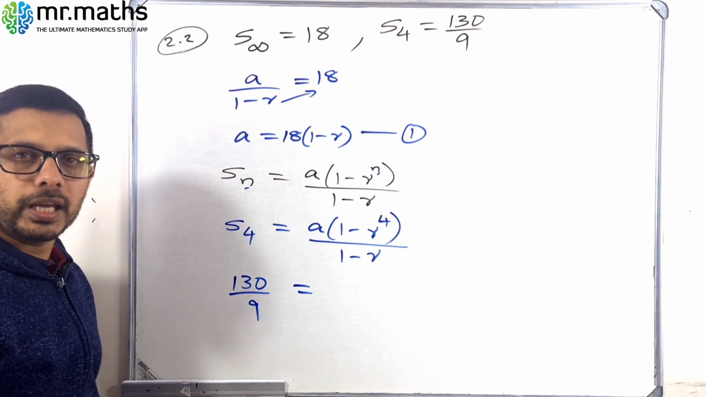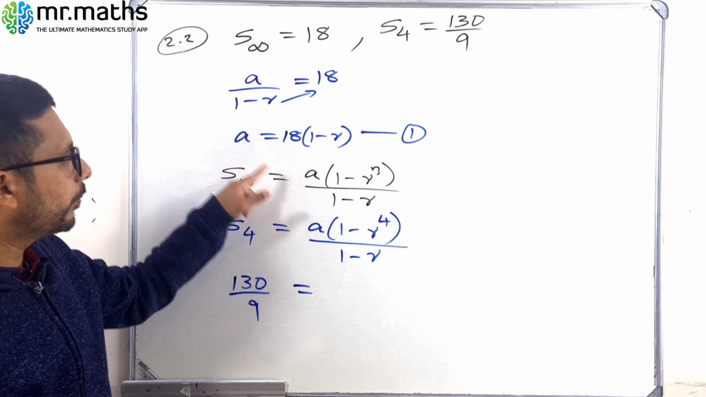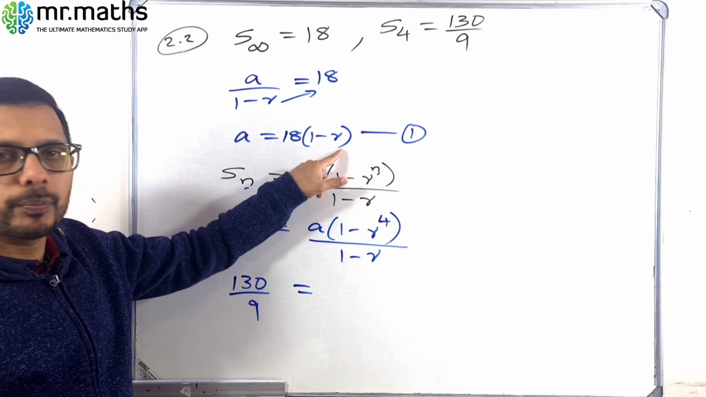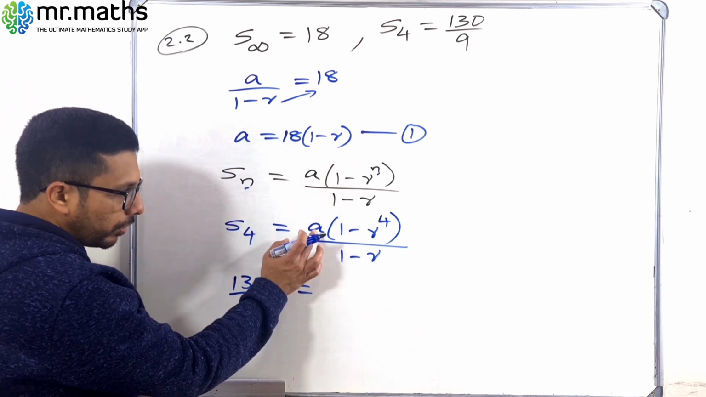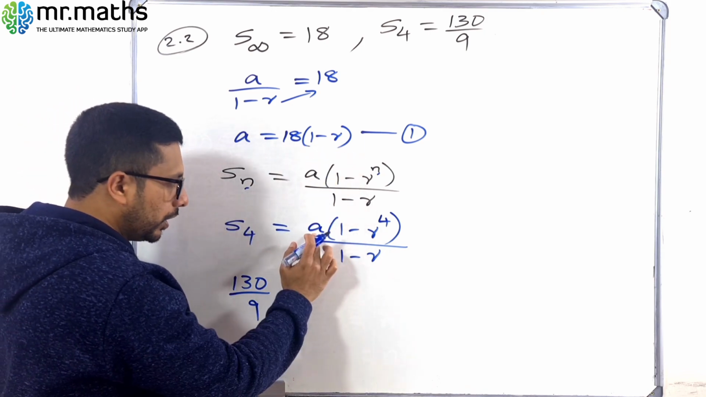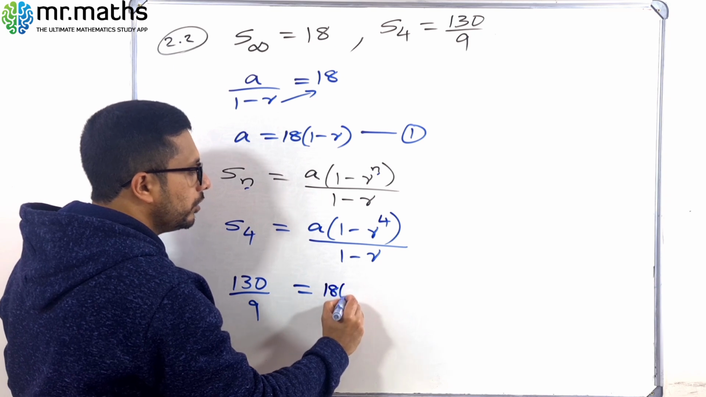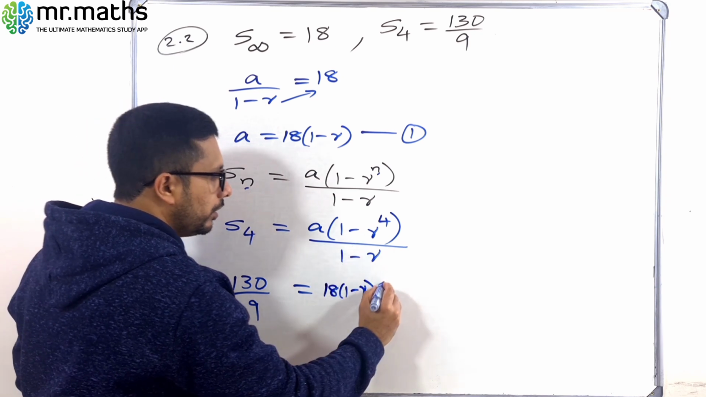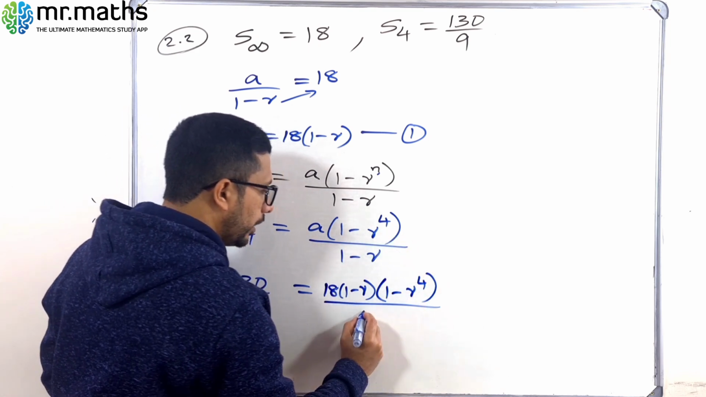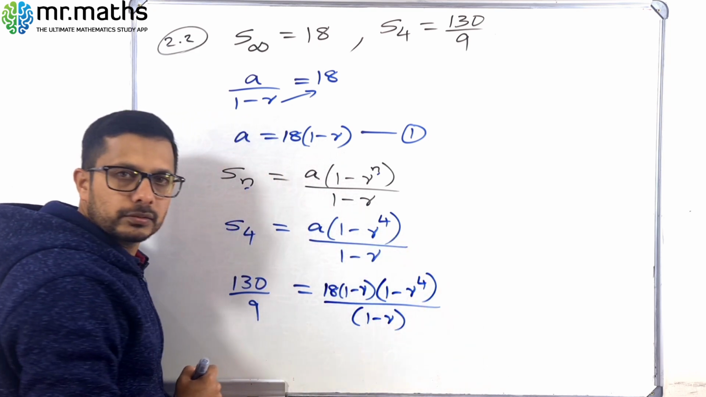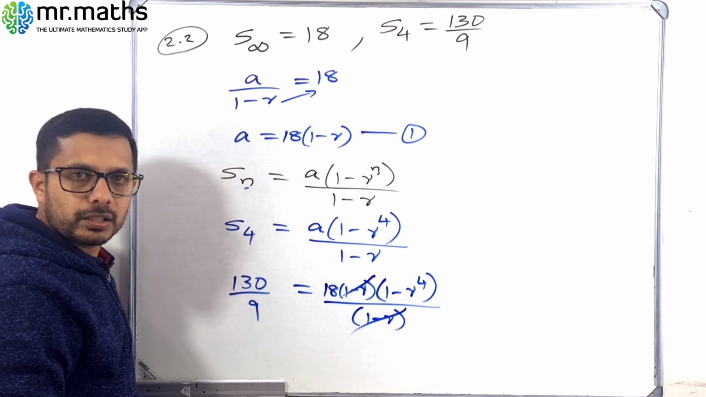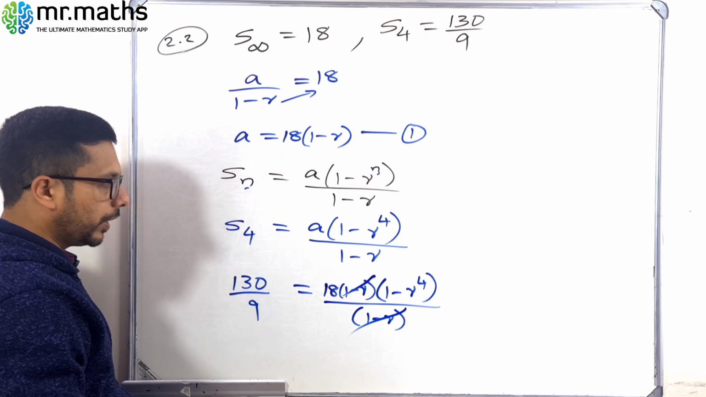What is this actually, this A? A means the first term. Here we know that A, we got an expression 18 into 1 minus R. So instead of this A, I can substitute this one because A is this one. So here I am going to write 18 into 1 minus R into 1 minus R raised to 4, divided by 1 minus R. So here you can see this 1 minus R and this 1 minus R you can cancel, same thing. So what is remaining?